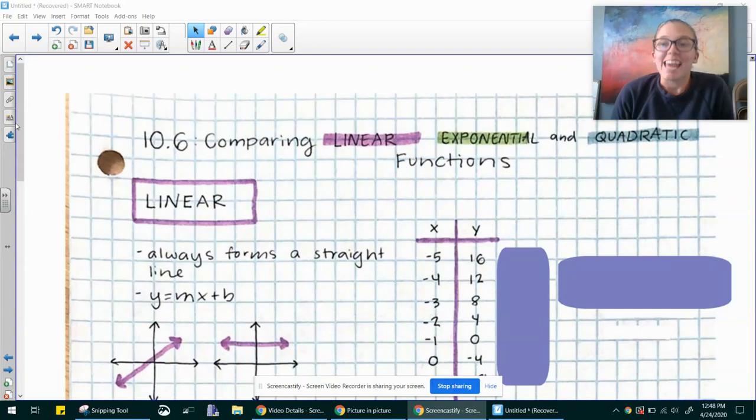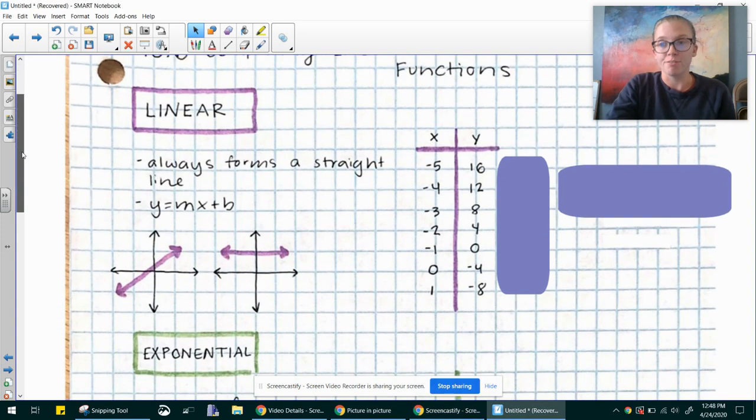Hi everybody, today is going to be our last day talking about quadratic functions. And to wrap it up, we are going to compare the three different kinds of functions that we have talked about this year. We're going to look at linear functions, exponential functions, and quadratic functions and compare the three by looking at their shape on the graph, their equations, and the way that they look in a table.